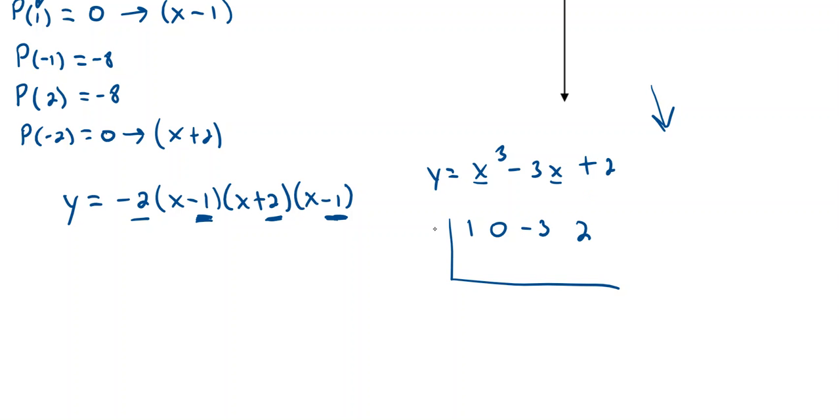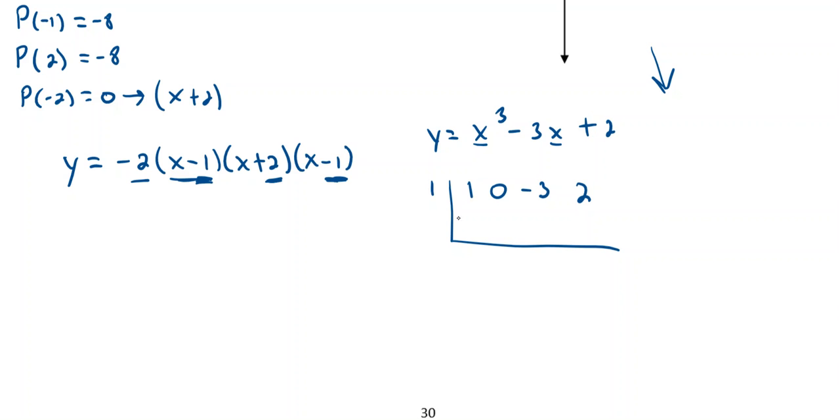And then we'll try out 1 for this one. All right, so we bring 1 down. 1 times 1 is 1. 0 plus 1 is 1. 1 times 1 is 1. Negative 3 plus 1 is negative 2. There's negative 2, so that's 0.